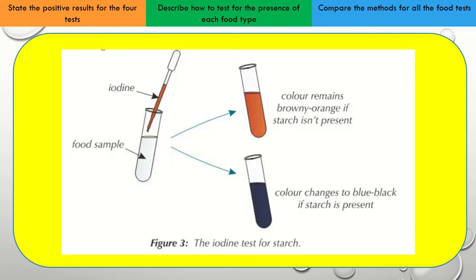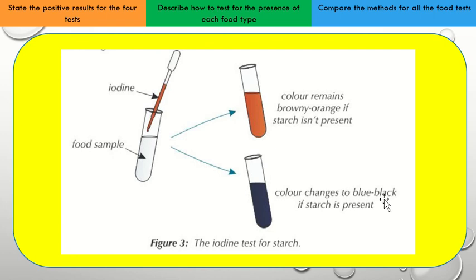Our first one, we are going to be testing for carbohydrates. Okay, so starch is a carbohydrate. You can see in this diagram, we have our food sample in our test tube. We are going to add iodine via a pipette. If the color remains a browny orange, the starch isn't present. So you can see here, that is the color of the iodine itself. And then if starch is present, it goes to a blue-black color.